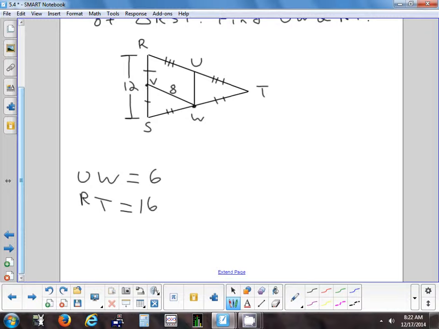RV and SV, those are congruent. And then RU and TU, those are congruent. So even without the description, you know you have mid-segments here.